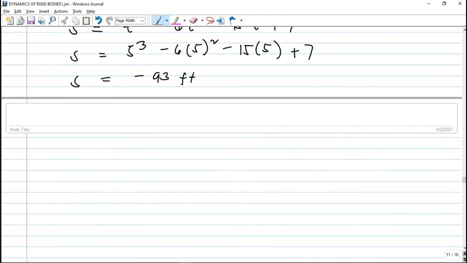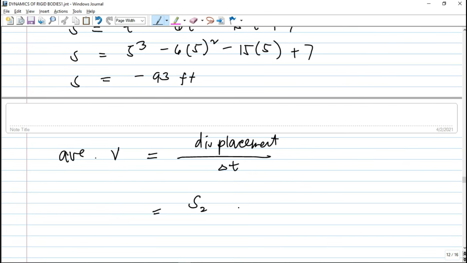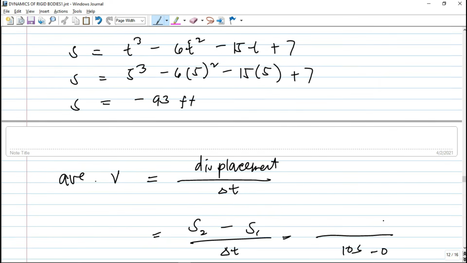Now let's get the average velocity. Okay, average velocity tayo guys. So you have here the average velocity is equal to the displacement per unit of time. Okay, so yung displacement natin is actually the final position S sub 2 minus the initial position S sub 1 divided by change of time. Okay, so yung time natin of course 10 seconds. So 10 seconds minus 0 since 0 yung initial time natin.